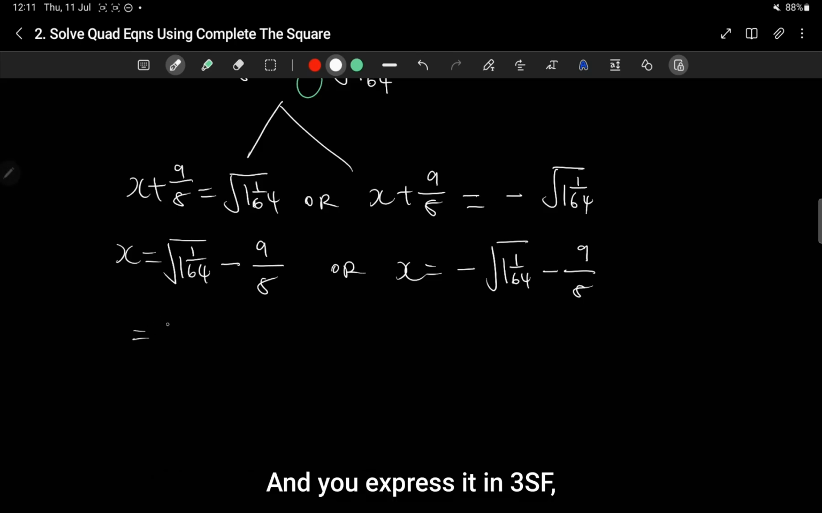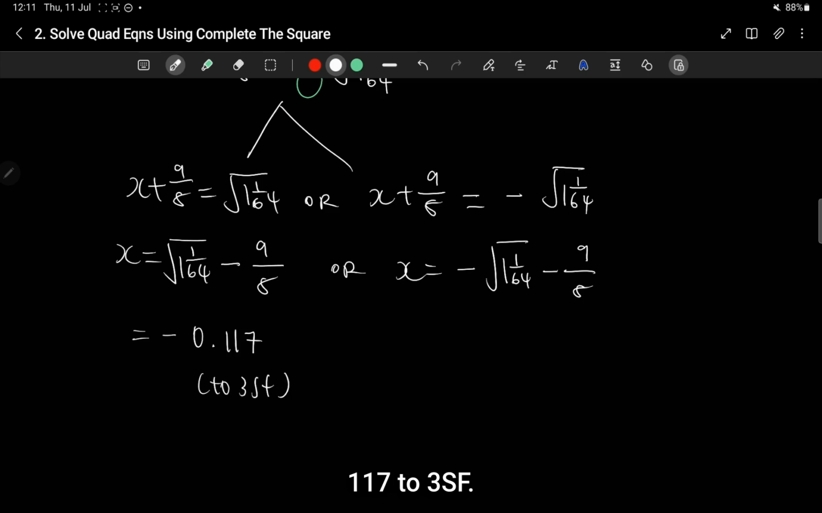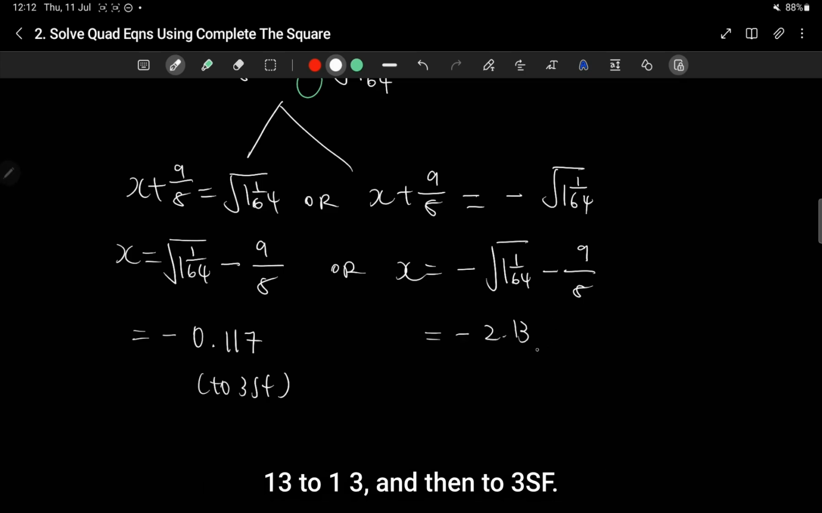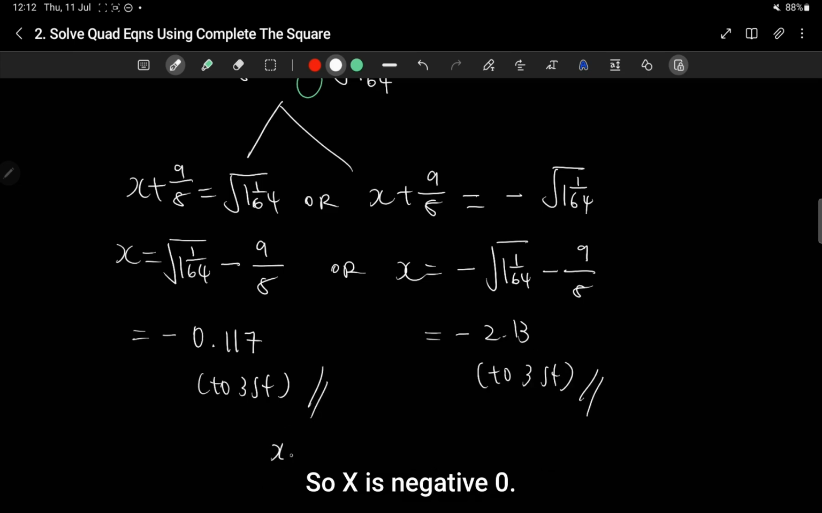And therefore when you key into your calculator, this is what you will get, square root 1/164 minus 9 over 8. And you express it in 3SF, so you have negative 0.117 to 3SF. Or on the other hand, you will have negative square root 1/164 minus 9 over 8, and you will have negative 2.13213, and then to 3SF. So x is negative 0.117 or negative 2.13.